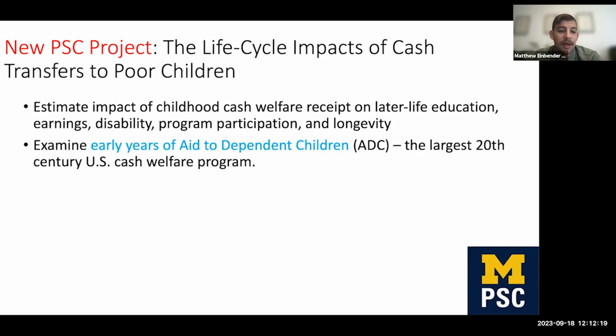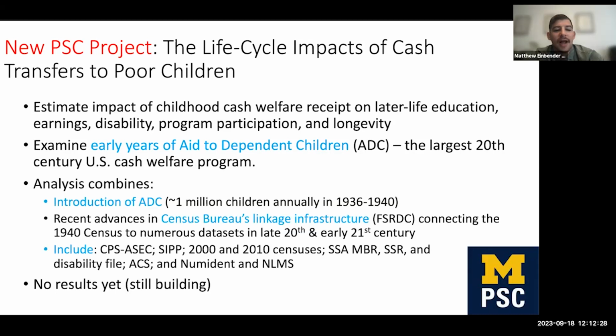while ago. And I examined the early years of the ADC program, which was, again, the largest cash transfer program in the 20th century United States. And so this analysis combines the introduction of this program to almost 1 million children in the late 1930s with recent advances down in the FSRDC, in which you can link the 1940 census to numerous data sets in the late 20th and early 21st centuries, including the CPS, ASEC, SIPP, censuses, some Social Security Administration files, the ACS, and basically anything that you can think of.